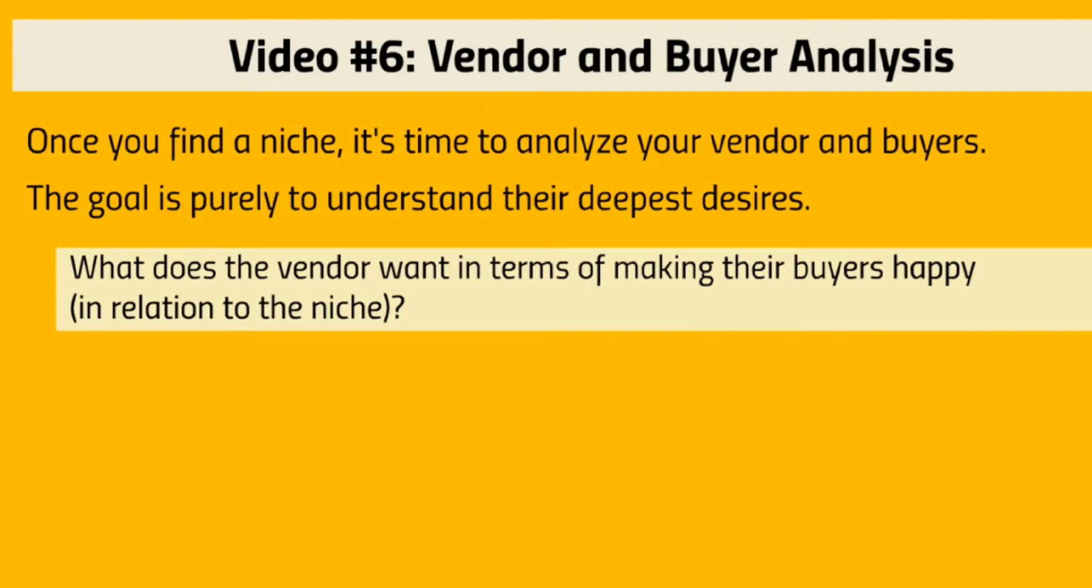So the first question is, what does the vendor want in terms of why and what they want to do, how they want to do it, as far as making their buyers happy. In other words, when a vendor sees something, they either think, well, this is something that my buyers definitely don't want, or this is something that my buyers really, really want, and I want to make a deal with another vendor and make a special deal for my buyers.